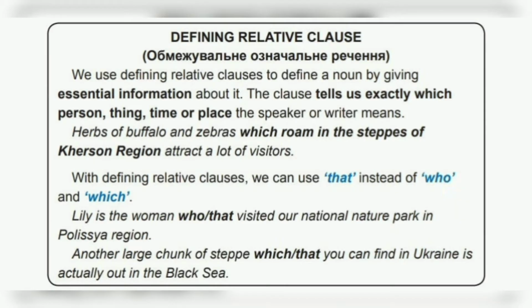There are two types of relative clause. So let's start with the first one, the defining relative clause. We use defining relative clauses to define a noun by giving essential information about it. The clause tells us exactly which person, thing, time, or place the speaker or writer means.